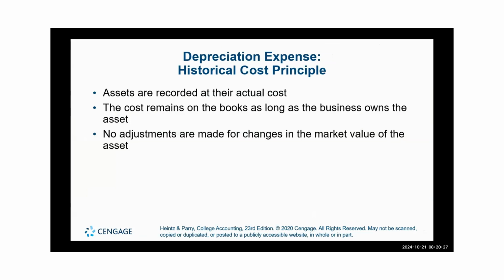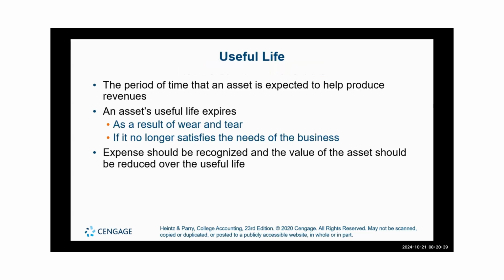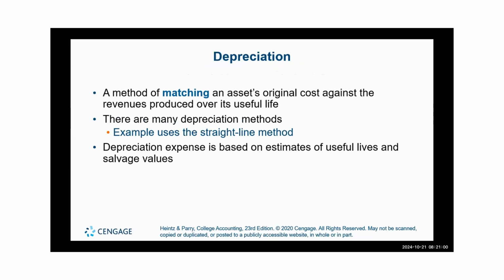All right, so getting into depreciation here, assets are recorded at their actual cost, and that remains on the books as long as the business owns the asset. So we don't make changes in the market value of the asset. We do have something called useful life, which is the period of time that an asset is expected to help produce revenue. An asset's useful life expires as a result of wear and tear, and if it no longer satisfies the needs of the business, expenses should be recognized and the value of the asset should be reduced over its useful life. So this is where we get into depreciation.